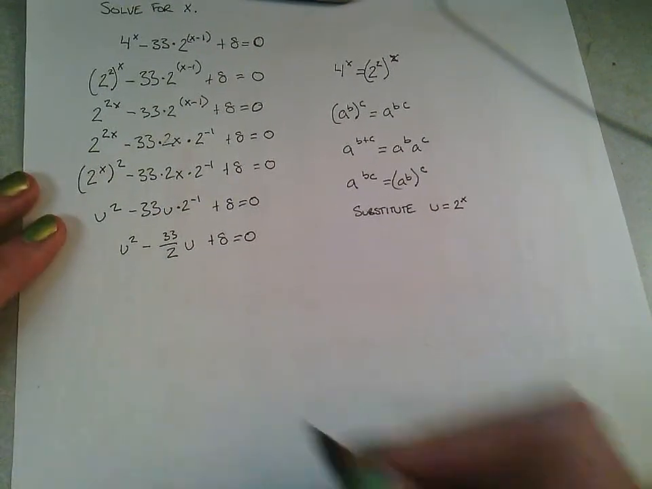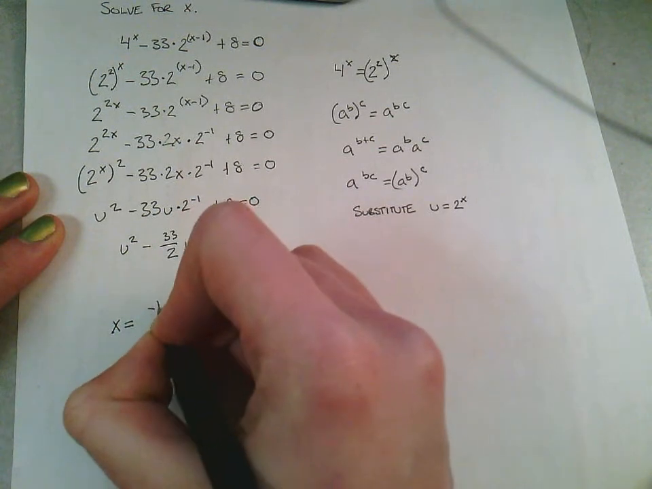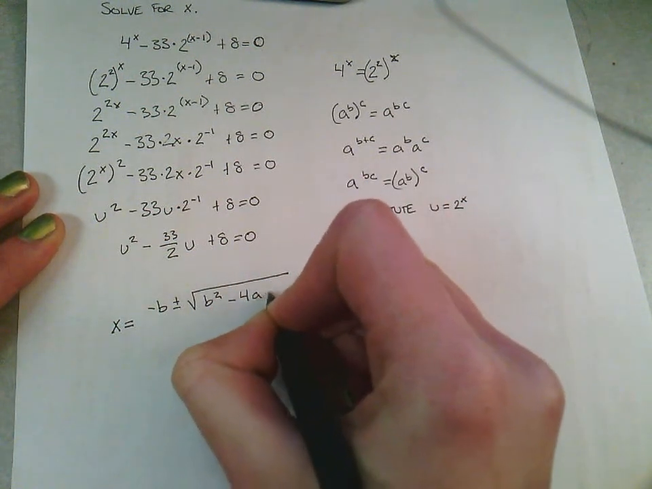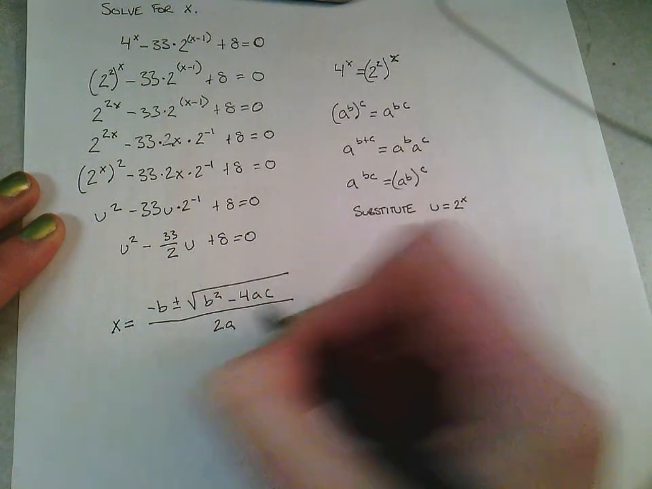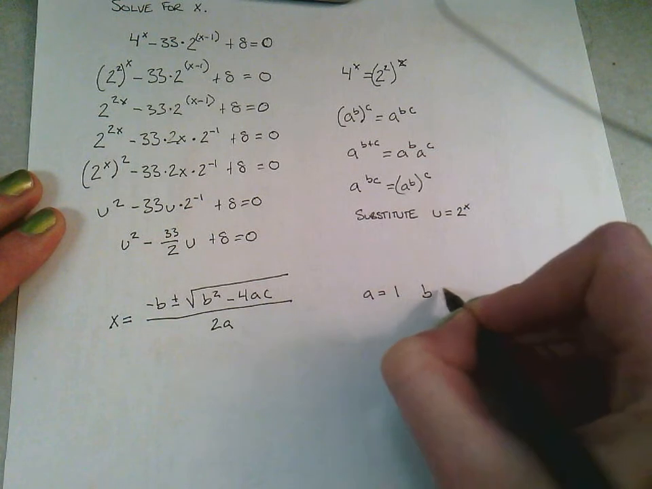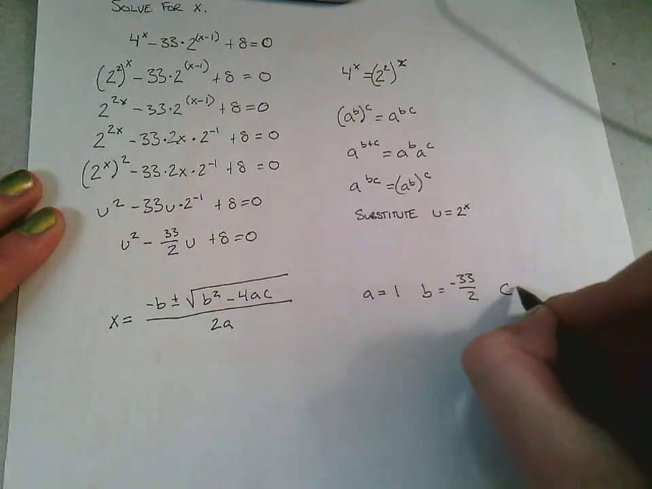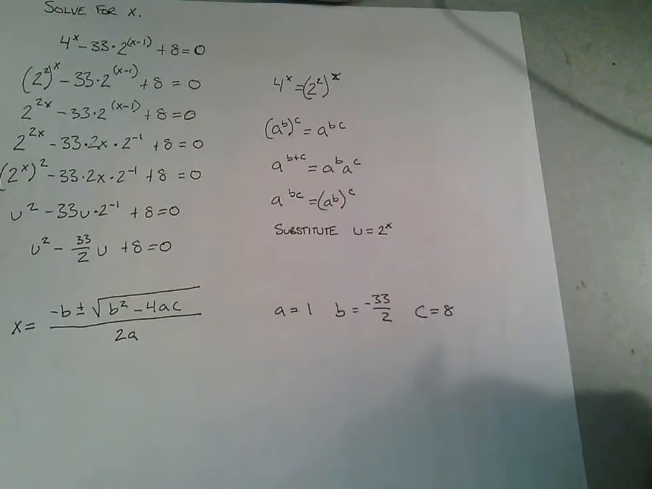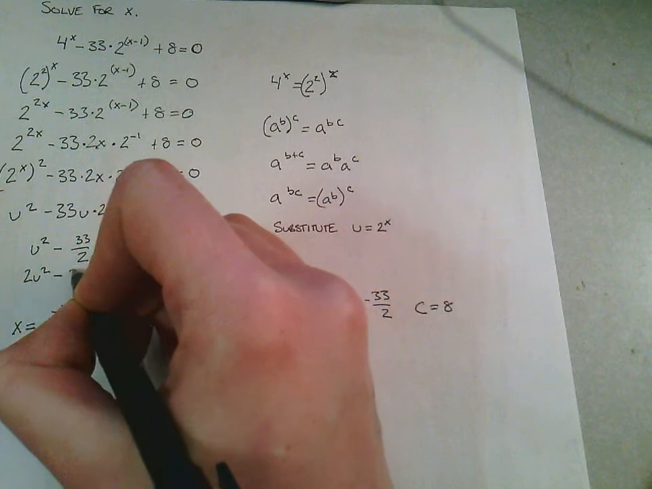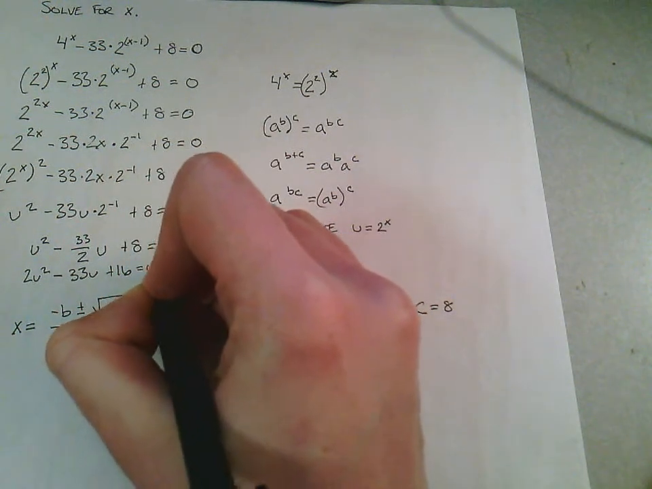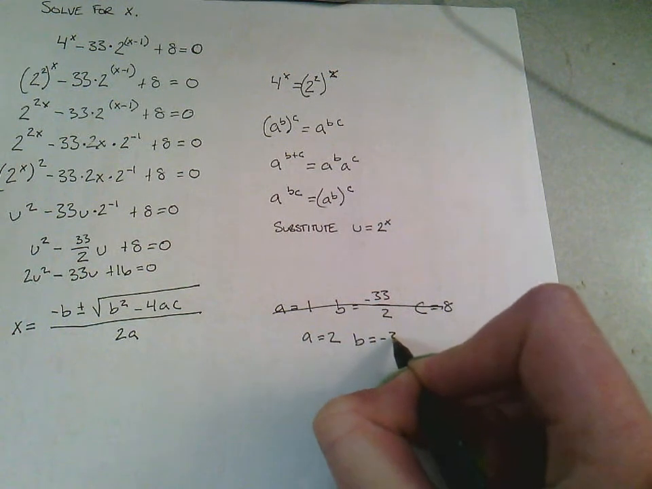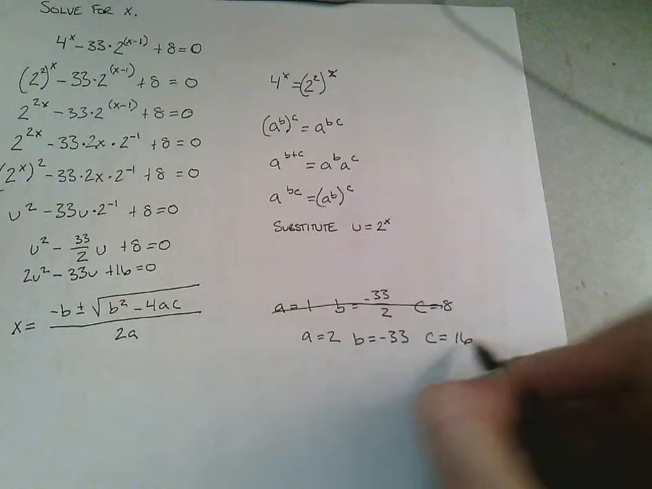If we look back at the quadratic formula, we have x equals negative b plus or minus the square root of b squared minus 4ac, all of that over 2a. In this equation, a equals 1, b is equal to negative 33 over 2, and c is equal to 8. If you'd like to simplify this, you can multiply the whole equation by 2, which gives us 2u squared minus 33u plus 16 equals 0. That would also change these numbers to a equals 2, b equals negative 33, and c equals 16.